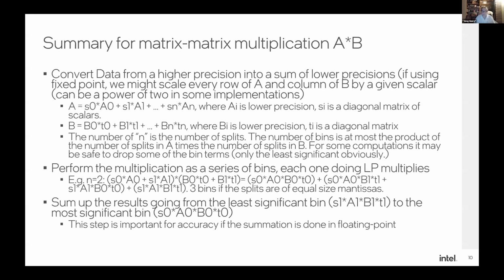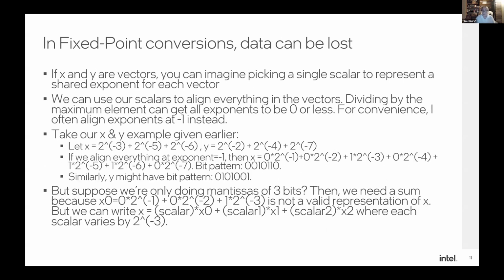The other thing is that you want to sum up the results going from the least significant bin to the most significant bin. And that's done for accuracy. Everyone knows that when you sum up a bunch of floating point numbers, you want to do it in lowest to highest order. All right, so if X and Y are vectors and you are doing fixed point conversion, so I'm talking about a specific type of low precision, I'm talking about fixed point now, or block floating point if you like. And notice that if you're only tracking a certain number of bits and the floating point number contains way more bits than you can track, you're going to drop bits.